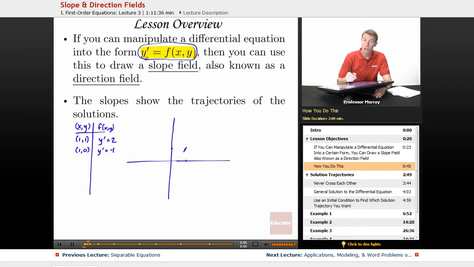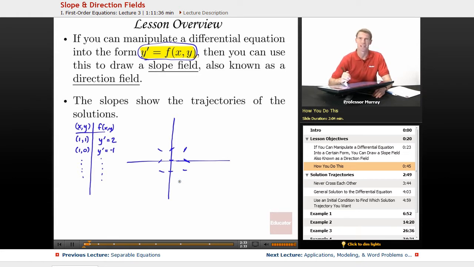And then you would go over to the point 1, 0, and you would draw a little mark with slope -1. So I draw a little mark here with slope -1. And you do that for all different points here. You find little slopes for all the points, and then you gradually go through and fill up a graph with different slopes at different points. And what you get is called a slope field or a direction field.